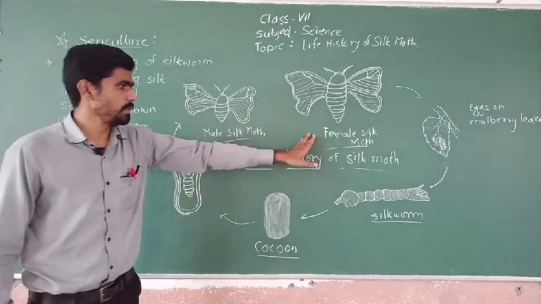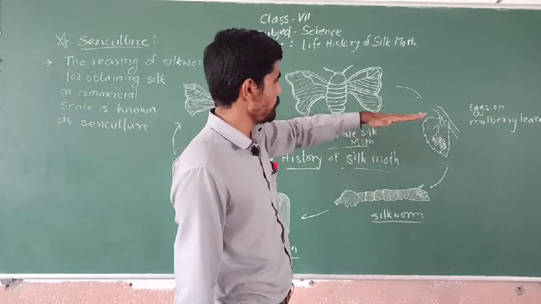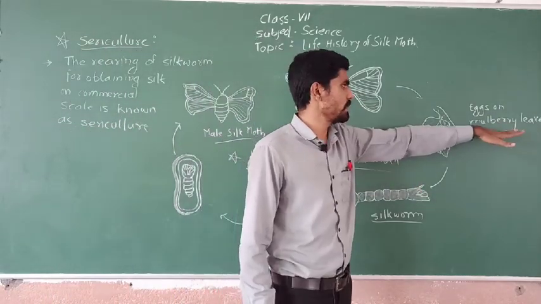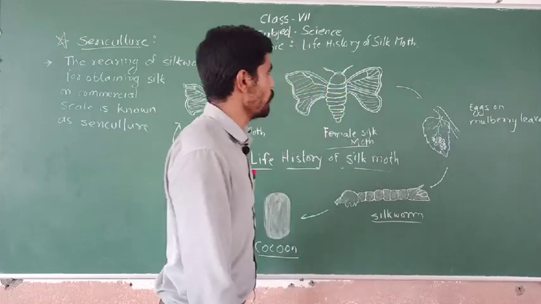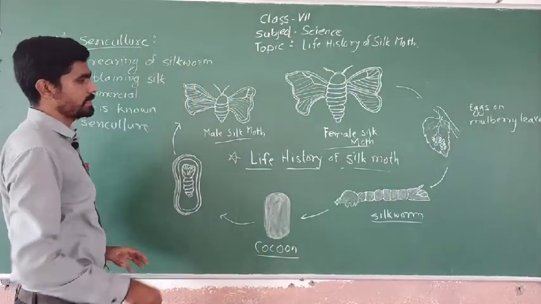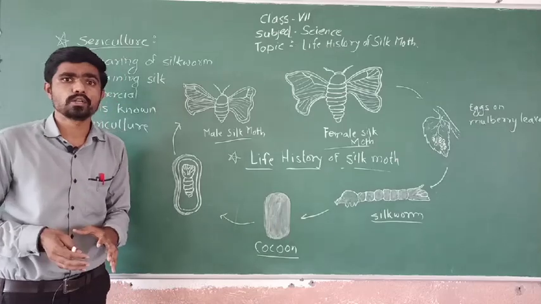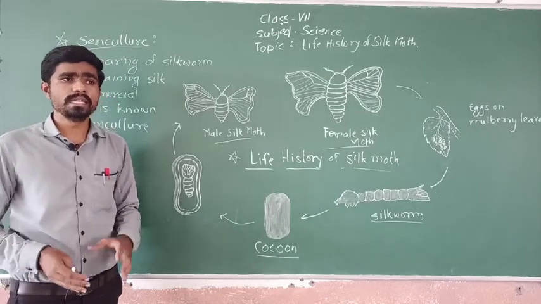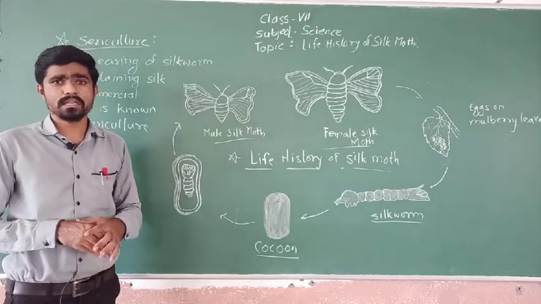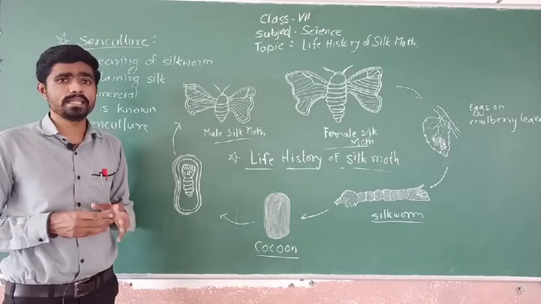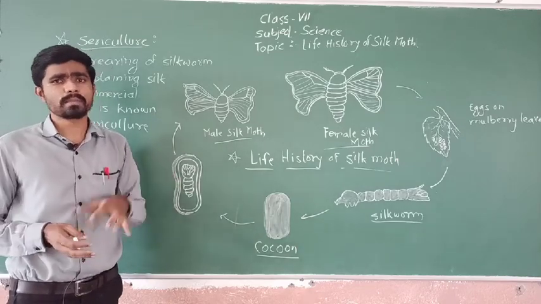This is male, female. Now what does the female silk moth do? Female silk moth lays eggs on the mulberry leaves. So for a branch of sericulture to be present in your farms, you need to have mulberry leaves. There is a huge need to have mulberry leaves. Without mulberry leaves, silkworm cannot grow.